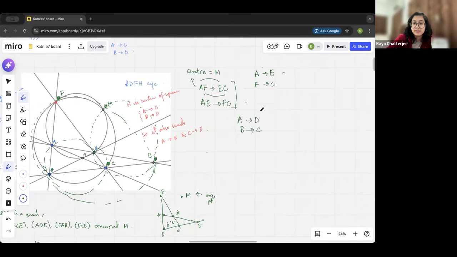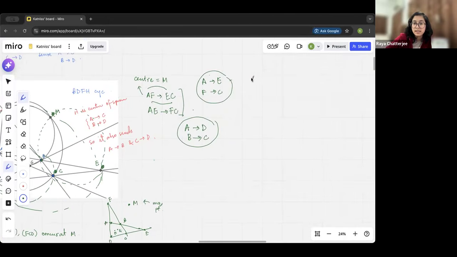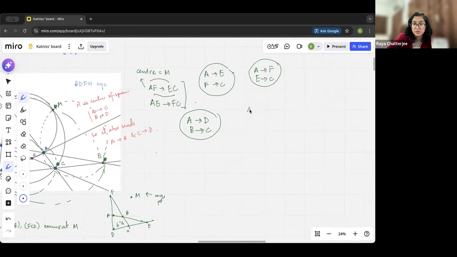So, okay, I'll just write it like this. A to E, F to C is one, A to F, E to C is another. Then A to B, D to C is another. This would give rise to this.